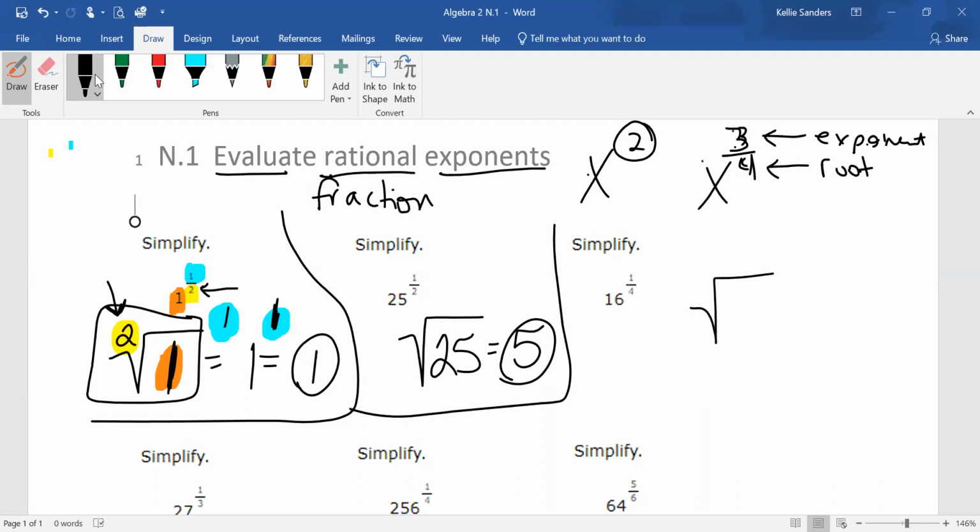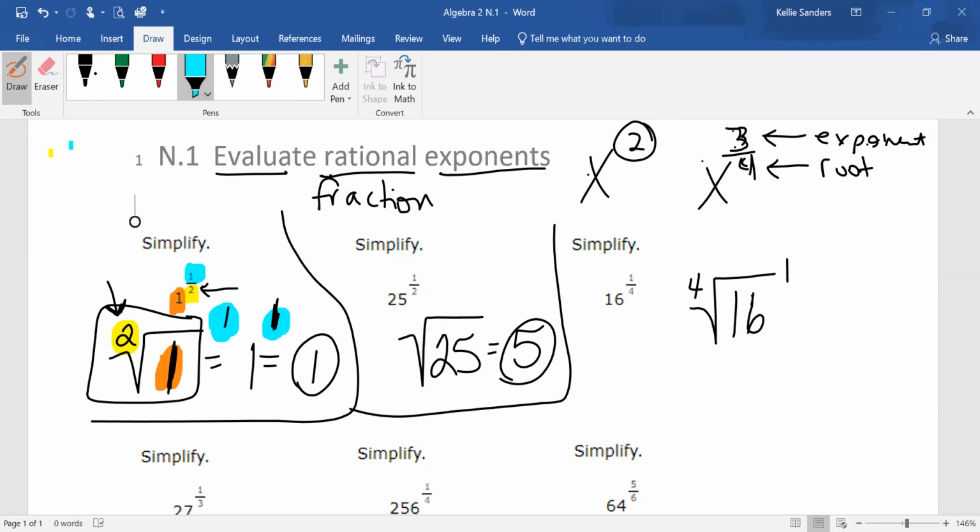Okay, now what goes inside? 16. What goes on the hitch? 4. And what's your exponent? 1. Again, if your root is 2, you don't have to put the 2. If your exponent is 1, you don't have to put the 1. I just put it this time so you can see where everything's at.